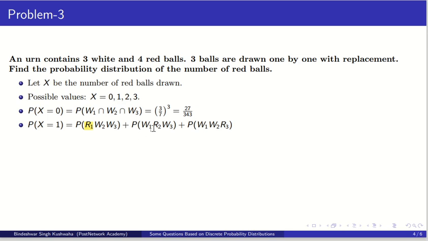or the red ball may be at the second position, or it may be at the third position. So we will find the probabilities of these and add them, because the red ball may be here, or here, or here, so there is a union, so we just add them.